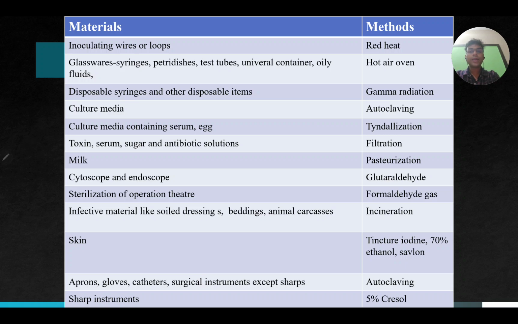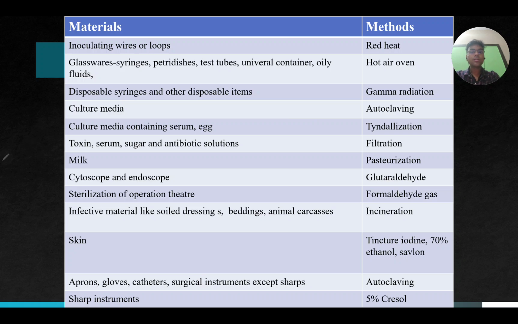or loops by red heat, glasswares like syringes, petri dishes, test tubes, universal container, oily fluids with hot air oven, disposable syringes and other disposable items with gamma radiation, culture media with autoclaving, culture media containing serum or egg with tyndallization, toxins, serum, sugar, and antibiotic solutions can be filtered. Then milk can be pasteurized.